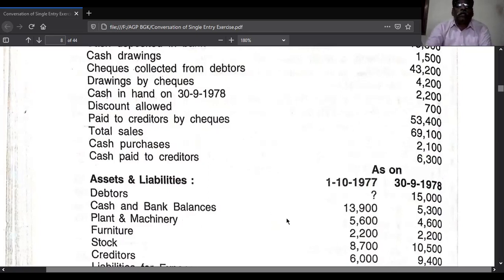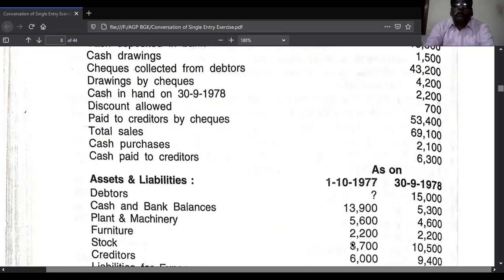Okay, next machinery: opening statement of affairs, closing balance goes to closing balance sheet. And there is a difference of rupees 1,000. There is a decrease of 1,000. If there is a decrease in the fixed asset, that is treated as depreciation. You have to adjust it. In the opening statement of affairs 5,600; in the closing statement of affairs, you reduce 1,000 and take 4,600. And depreciation comes to P&L account.